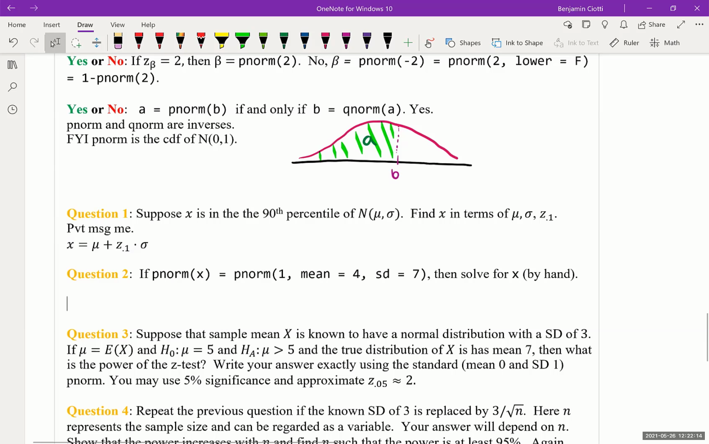If someone has a question, just let me know. And if no one has a question, then we can try question 2. So go ahead and private message me this one. These are all meant to be done by hand, by the way. Don't use R.